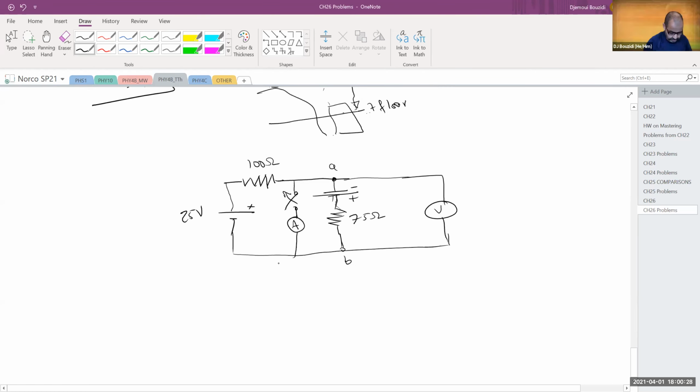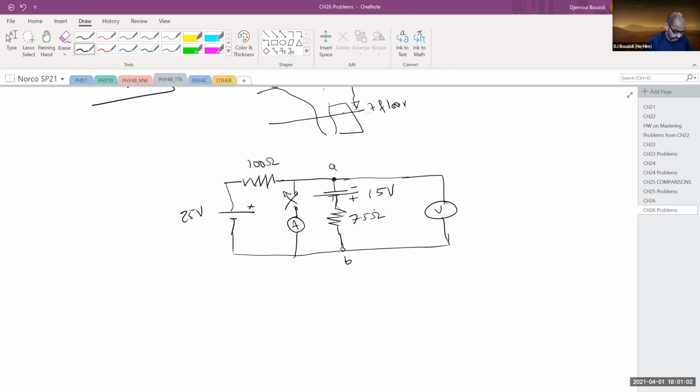Okay. So that's all there is to it. So we want to find the potential difference between A and B. This battery now is 15 volt. It's important. 15 volt. Okay. So the switch S is open. Which point is at a higher potential, A or B?